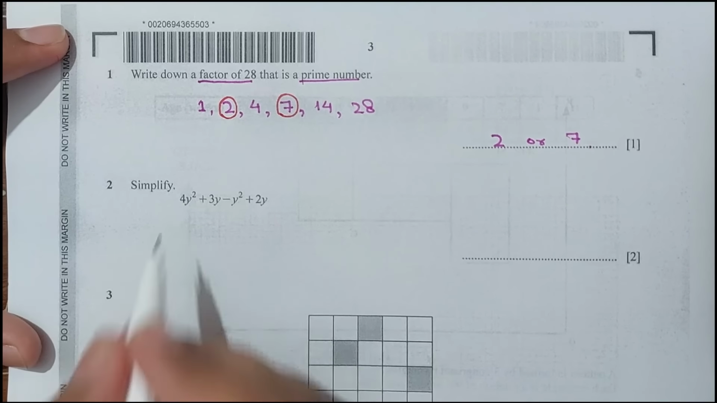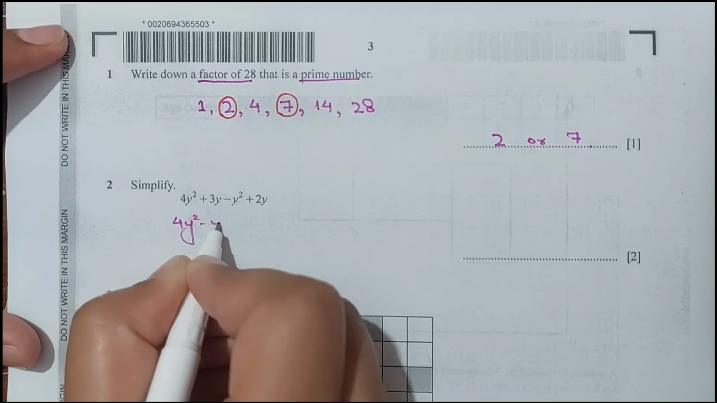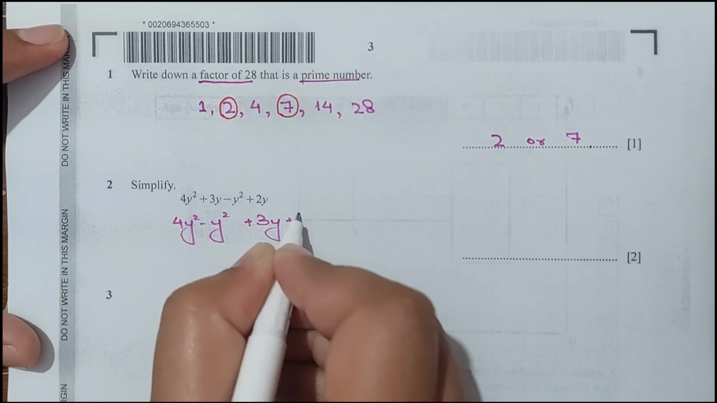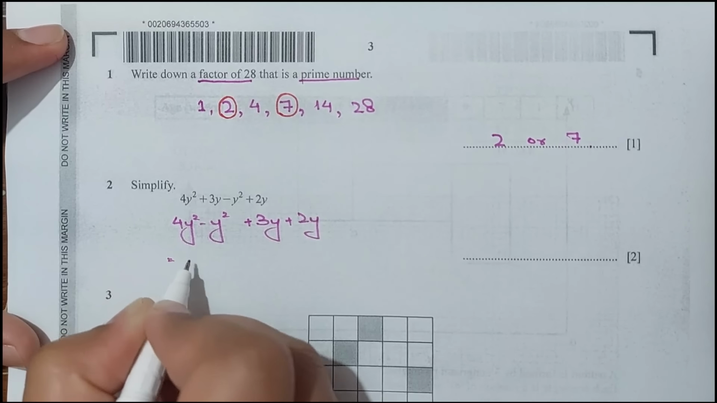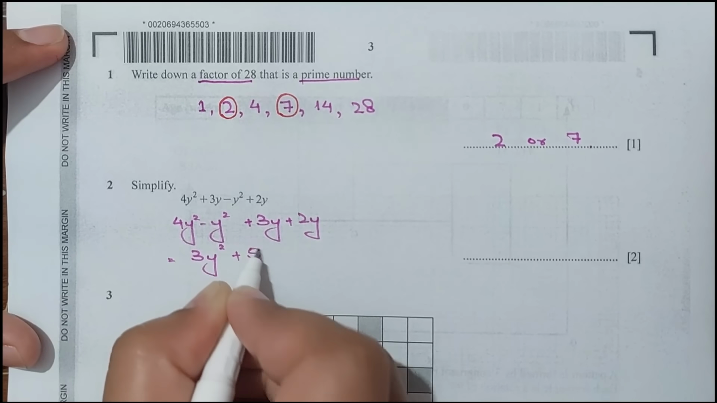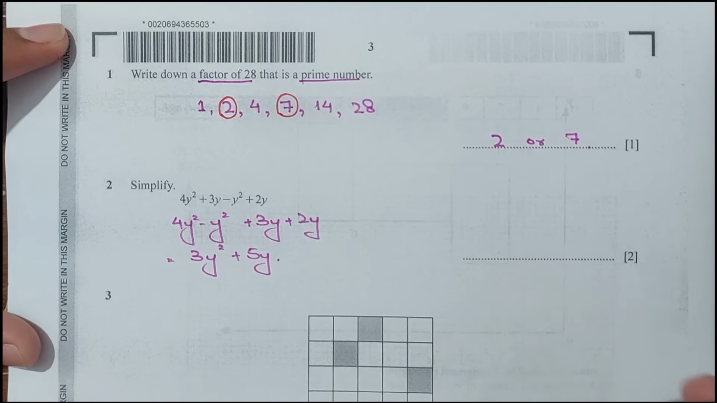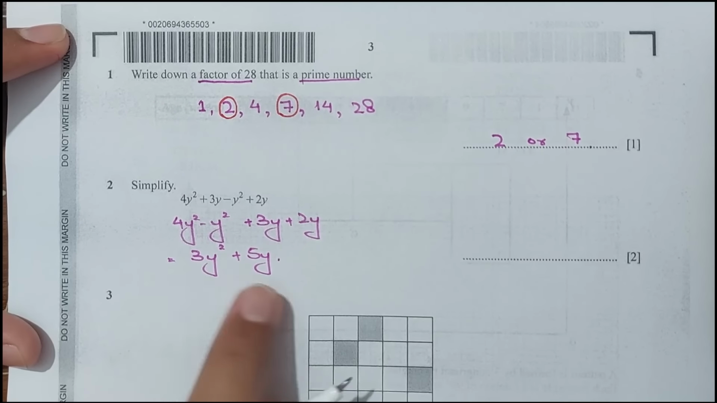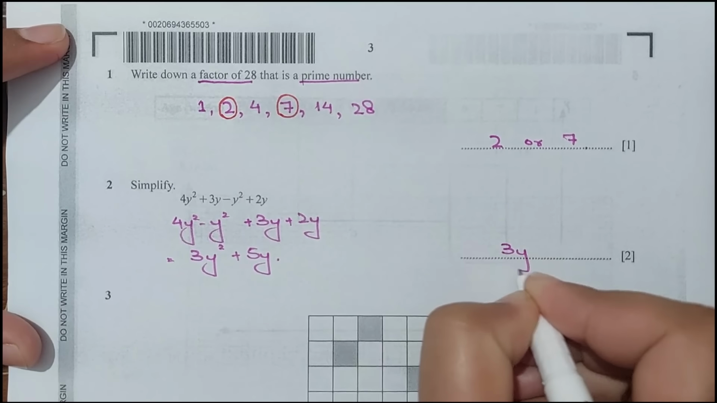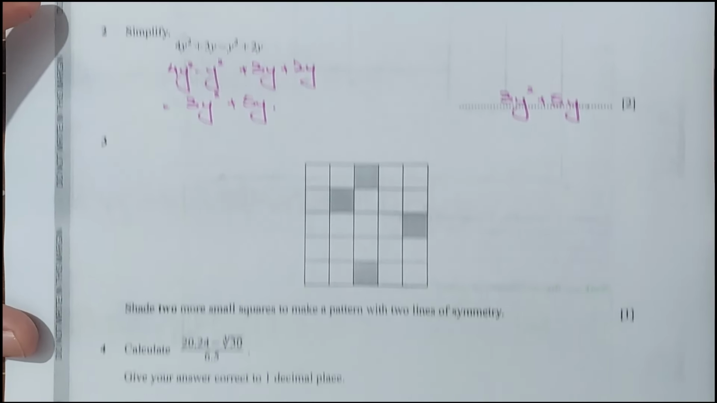Question number 2, you have to simplify this. First we can say 4y squared minus y squared, combining the like terms, plus 3y plus 2y. So 4 minus 1 is 3y squared plus 5y. Because we just have to simplify, they are not asking to factorize. If they ask to factorize, then you can take y common and it would be y(3y plus 5). So 3y squared plus 5y is the simplified form.